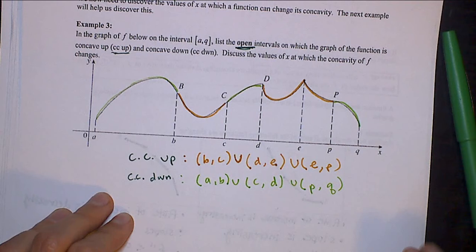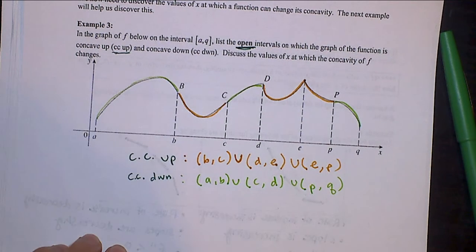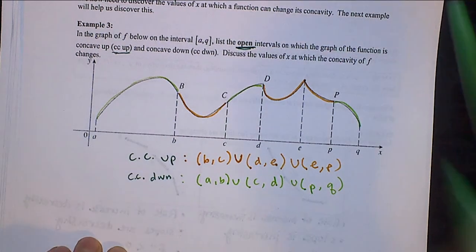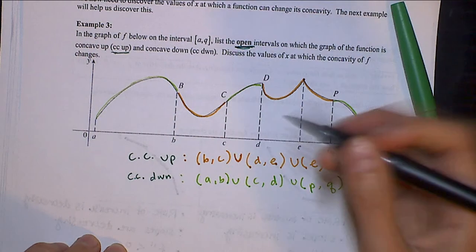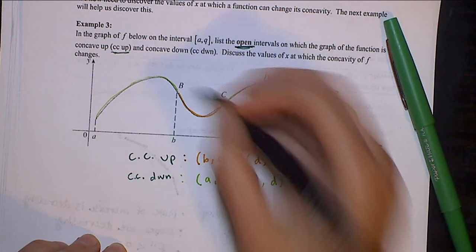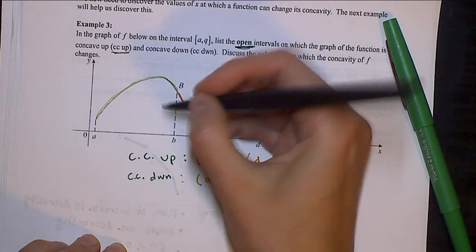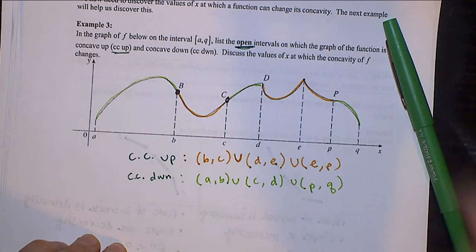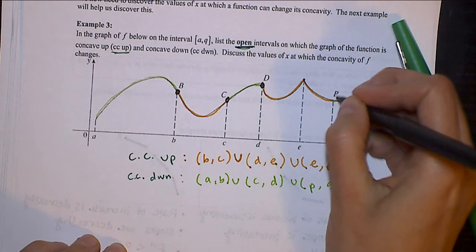Woohoo! And then it says discuss the values of x at which the concavity of f changes. So basically, maybe I'll put them in black. The concavity changes when I change from a frown to a smile or a smile to a frown. So it changes at these points. Not here. It's still concave up there, so here.